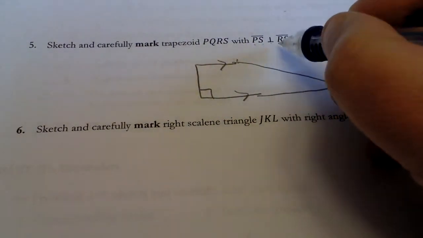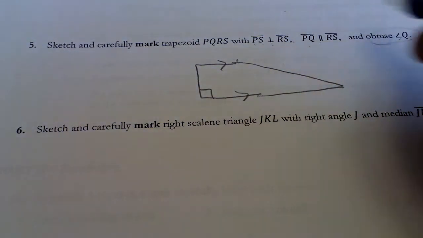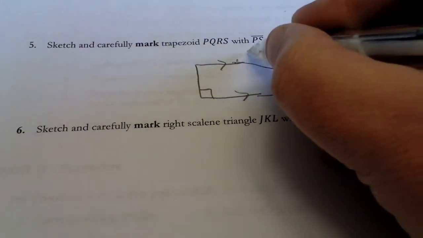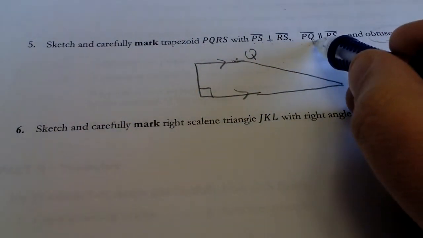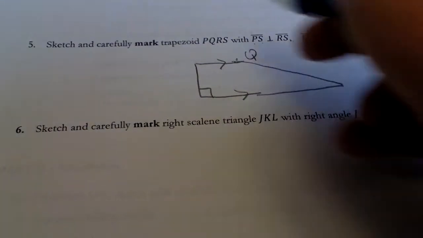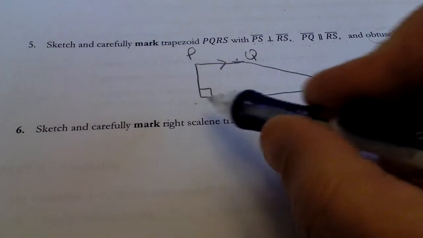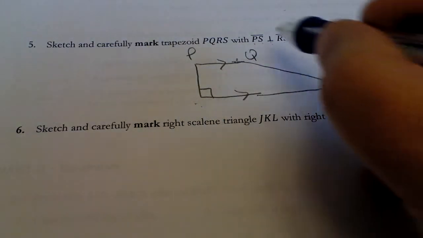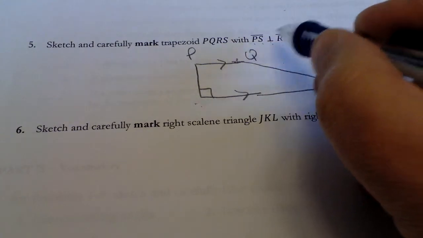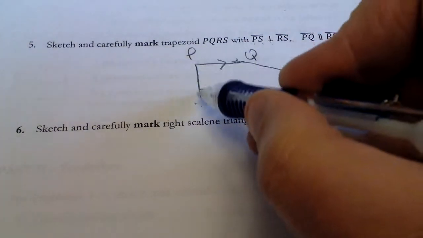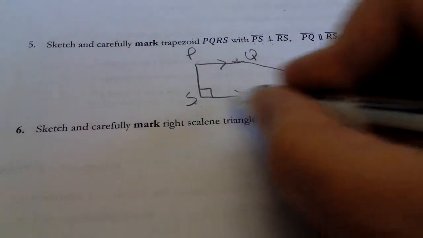Now, it says PS is perpendicular to RS, PQ is parallel to RS, and obtuse angle Q. I'm going to start with the obtuse angle Q, see if I can figure the rest of this out. PQ is parallel to RS, so this side is parallel to this side. Well, I'm not sure if the R goes here or here, so let's read this part. PS is perpendicular to RS. PS, that means P has to be connected to S, so I'm going to put the S here, and R also has to be connected to S.